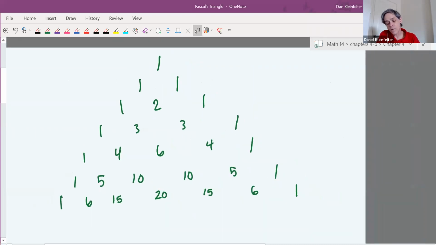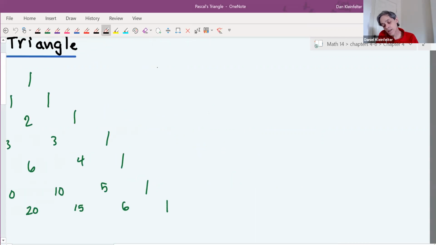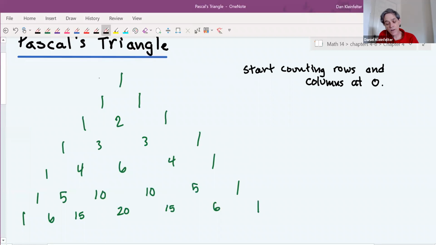Okay, so to relate it to what we've been working on, we have to come to an agreement about how we're going to label things. Rows and columns are going to start with 0. So we'll say start counting rows and columns at 0. Okay, so here the first row is not going to be row 1. This will be row 0.